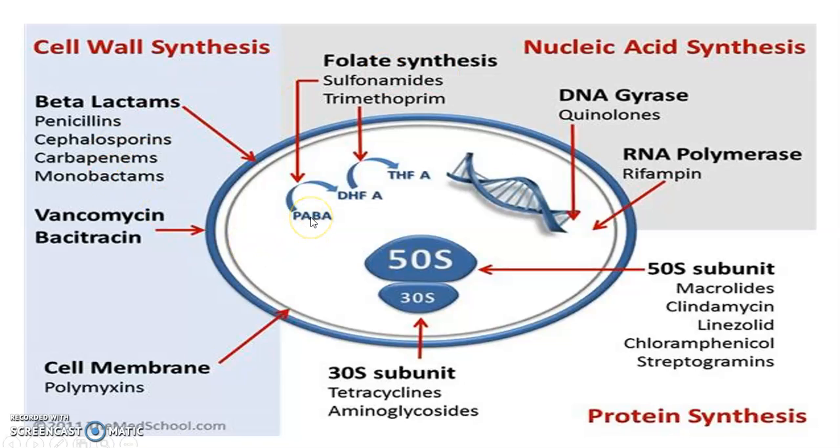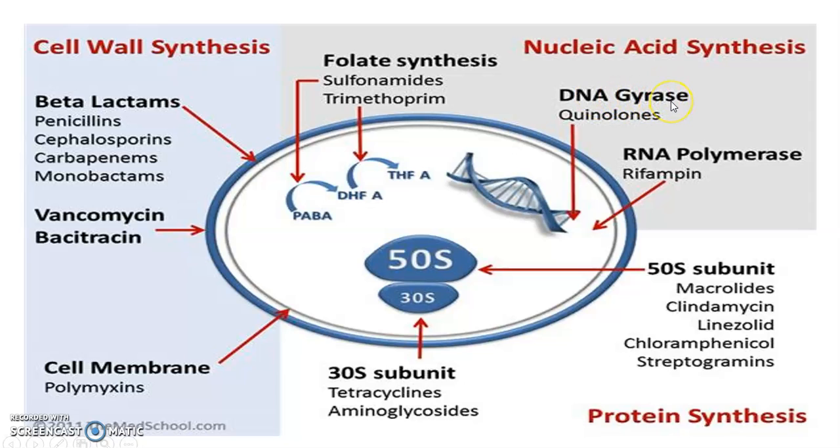That means here you can see PABA, para-aminobenzoic acid, is converted into dihydrofolate. This dihydrofolate is converted into tetrahydrofolic acid. Sulfonamide inhibits the conversion of PABA to dihydrofolate by inhibiting the dihydropteroate synthase enzyme, and trimethoprim inhibits the dihydrofolate reductase enzyme. These are responsible for synthesis of RNA as well as proteins. These are the most important materials for development of bacteria.